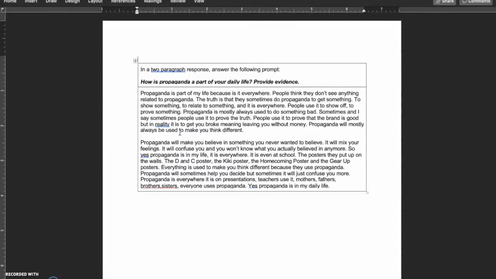Propaganda will make you believe in something you never wanted to believe. It will mix your feelings. It will confuse you, and you won't know what you actually believed in anymore. So yes, propaganda is in my life. It is everywhere. It is even at school. The posters they put up on the walls, the DNC poster, the Kiki poster, homecoming, and gear up posters. Everything is used to make you think different because they use propaganda. Yes, propaganda is in my life.